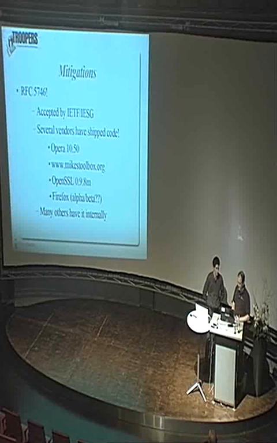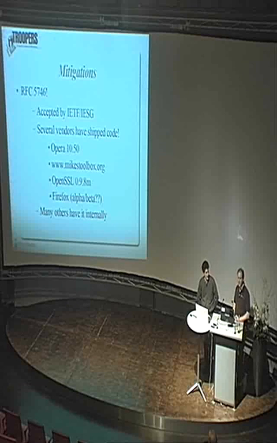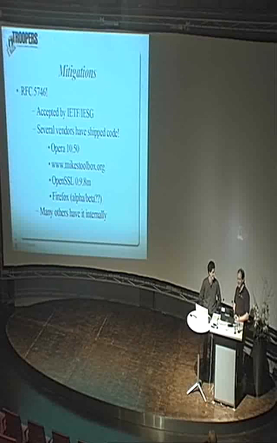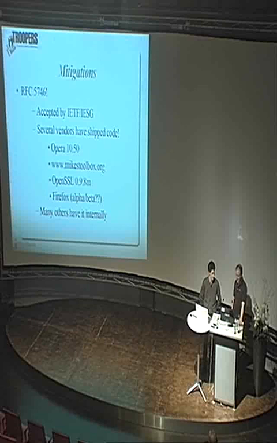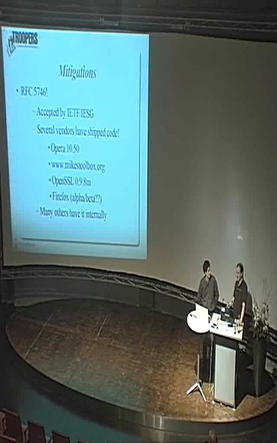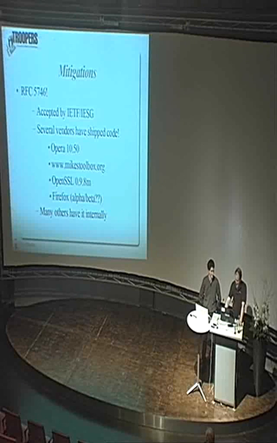RFC 5746. Just published two weeks ago, three weeks ago, something like that. Opera was the first vendor to ship, and way to go, Opera. Mike'sToolbox.org was the first website to implement this. Mike has his own SSL stack, and so that was useful for testing. OpenSSL 0.9.8m implements this, and that shipped like a week ago. I think it was a couple days ago. I mean, we don't know when it shipped exactly because the website was down during that time. Firefox has some alpha or beta code, and we know that other vendors have internal code, but it will take them months to regression test it and ship it.